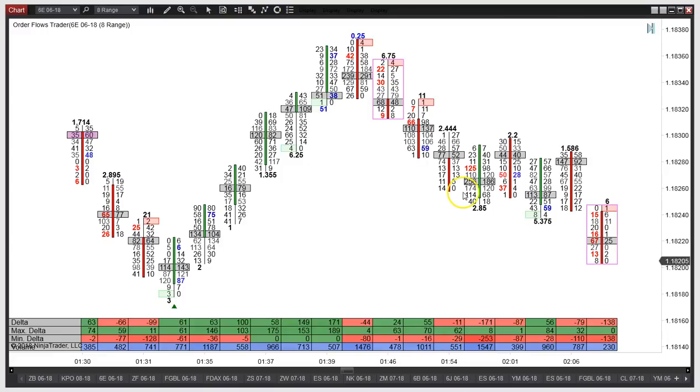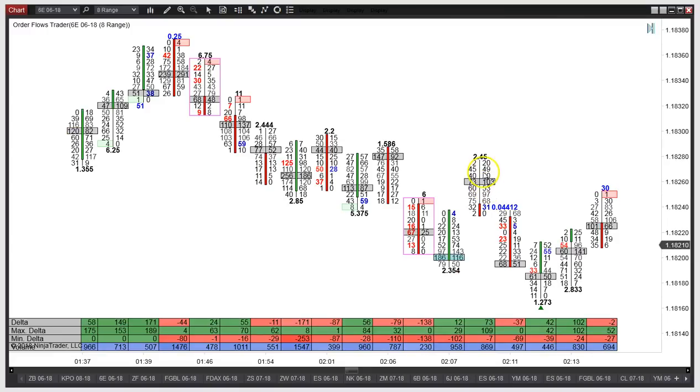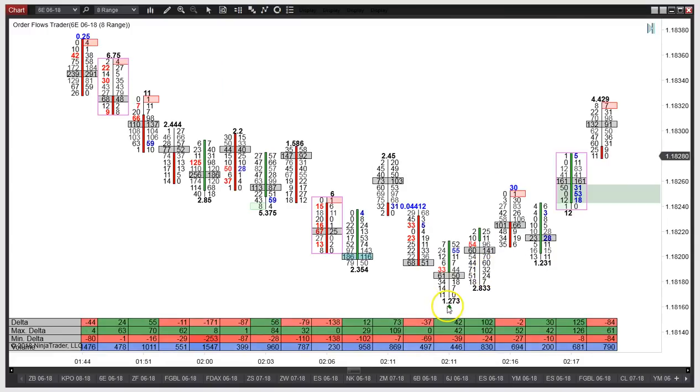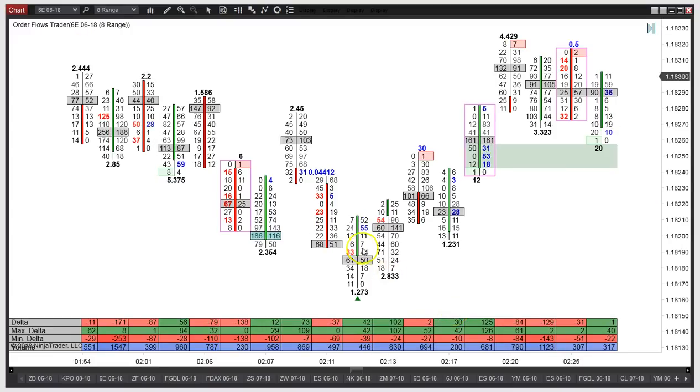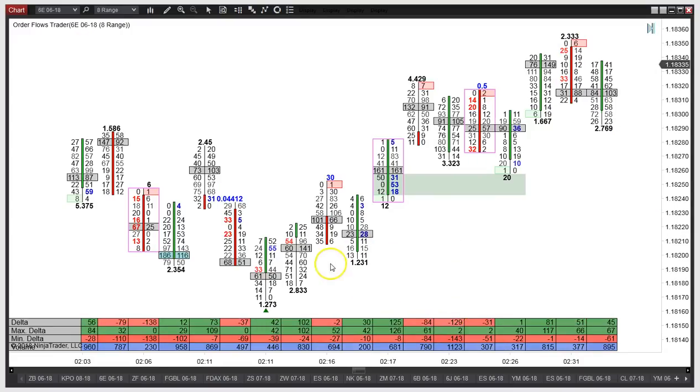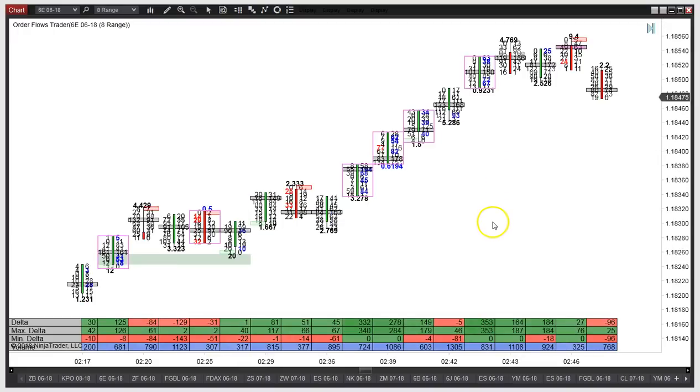Market sells off. You've got a prominent point of control here. Market starts to rally, fails. Then you've got another divergence. Again, this one I probably wouldn't take either. I probably wouldn't have caught that move. That was a nice move to catch.